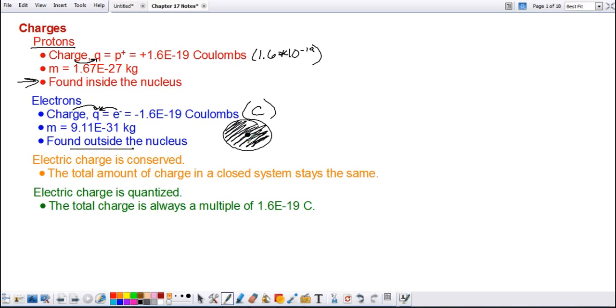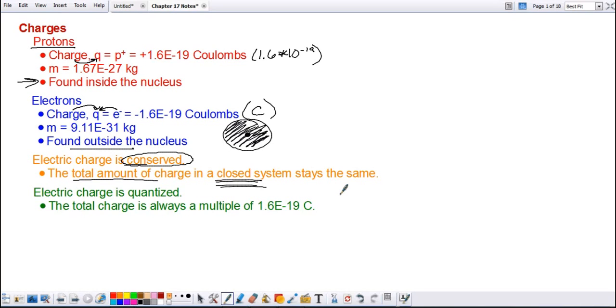So let's look at some other things about charge. Electric charge is conserved. So we've talked about conservation of energy in the past, both mechanical and then non-mechanical energy as well. So the total before is equal to the total afterwards. Same thing here. The total amount of charge in a closed system, that's important, stays the same. Okay? So the amount of charge there is beforehand, it has the same amount of charge afterwards.